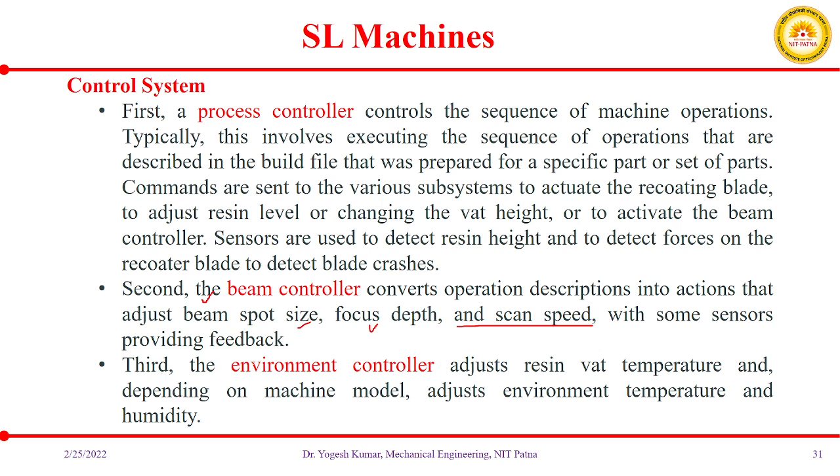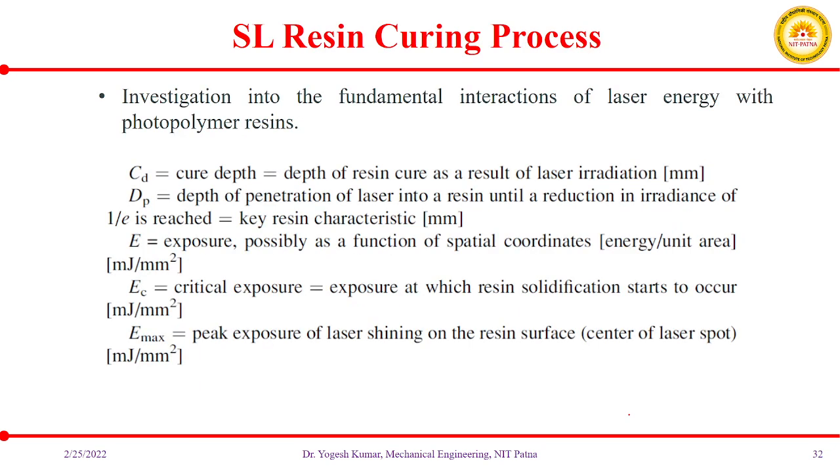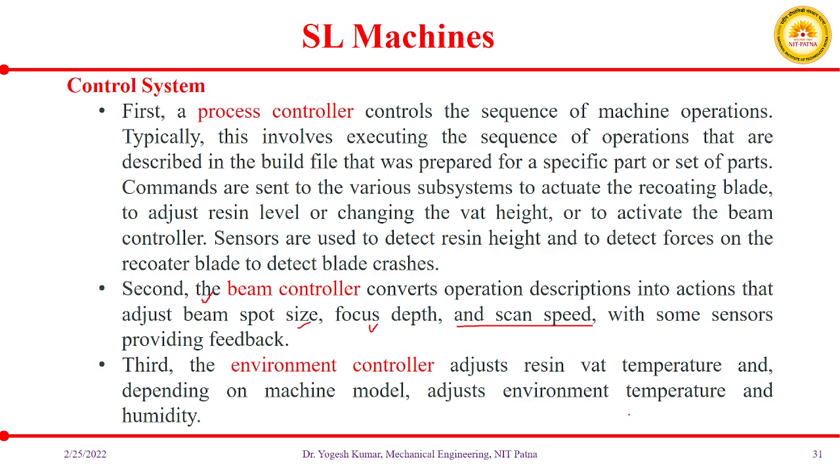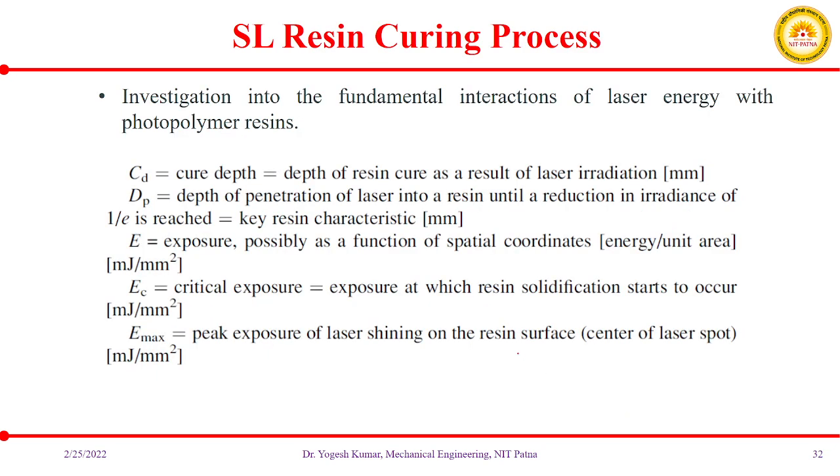The environment controller adjusts resin weight, temperature, and, depending upon the machine model, environment temperature and humidity. So these were the basic subsystems of your SL machines. And now we will move to the SL resin curing process. How are your resins cured or solidified? What is the physics of this curing process when it is getting solidified by using your UV laser?